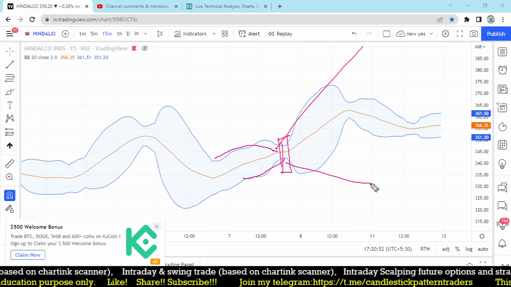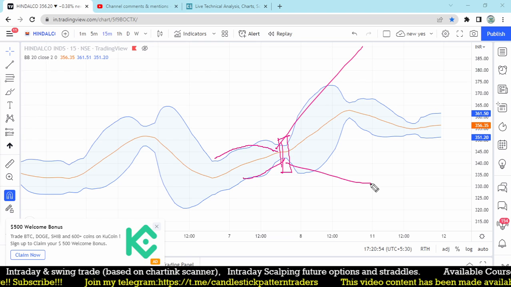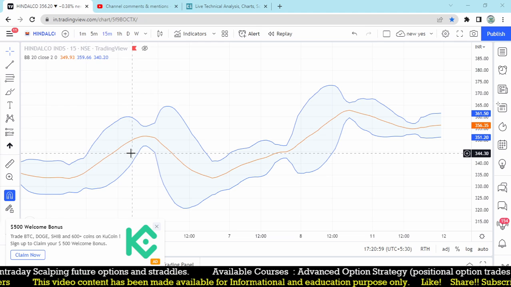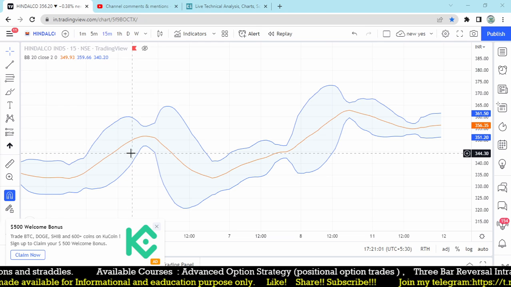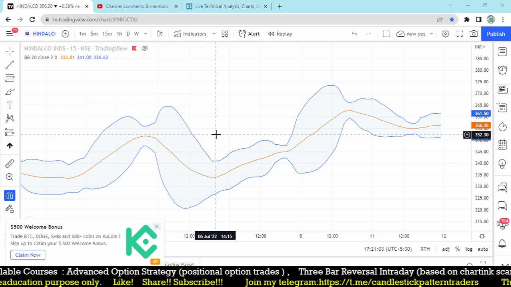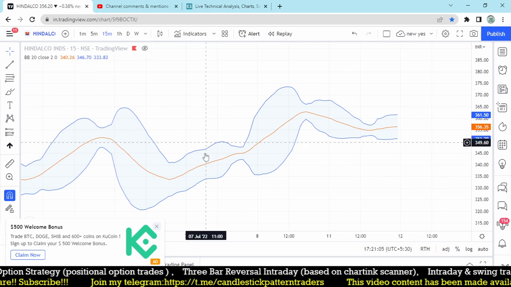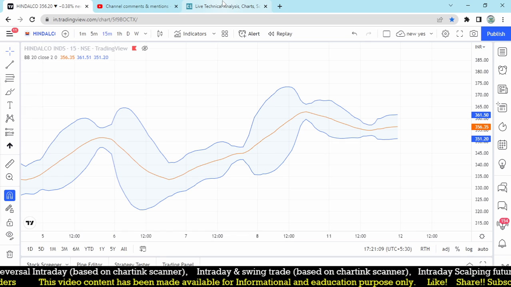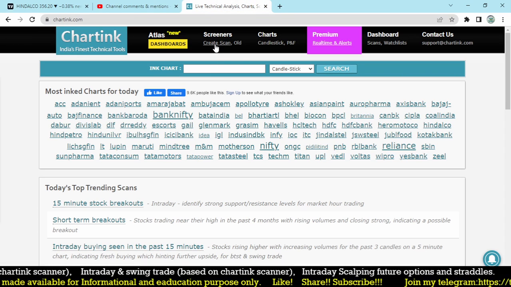Some stocks may trigger your stop loss, but the main thing, the risk reward ratio, will help you. The risk reward ratio will give you good profitable trades, so your reward should be higher than your risk. Right, so let me try to create a simple scanner.